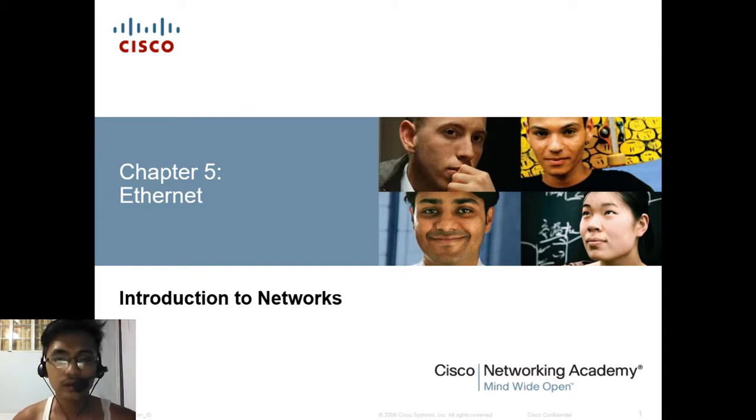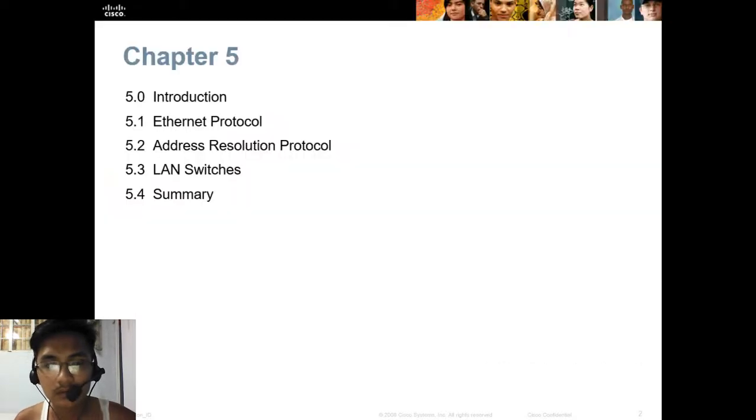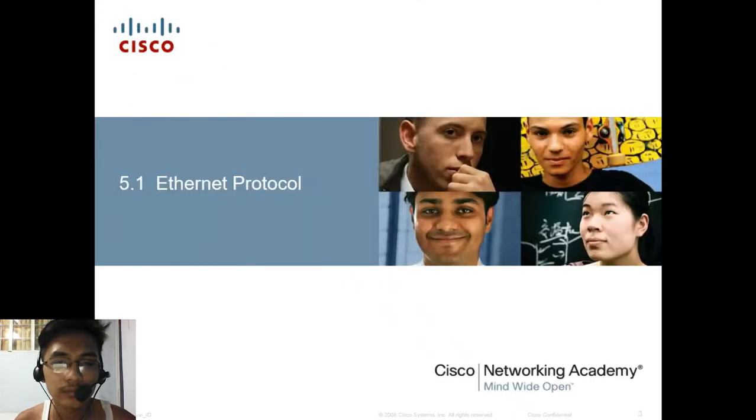So now we will be having a summary for chapter 5, which is the Ethernet. So let's get started. For chapter 5 we have the introduction of the Ethernet protocol, the address resolution protocol, the LAN switches, and lastly the summary. So first, the Ethernet protocol.